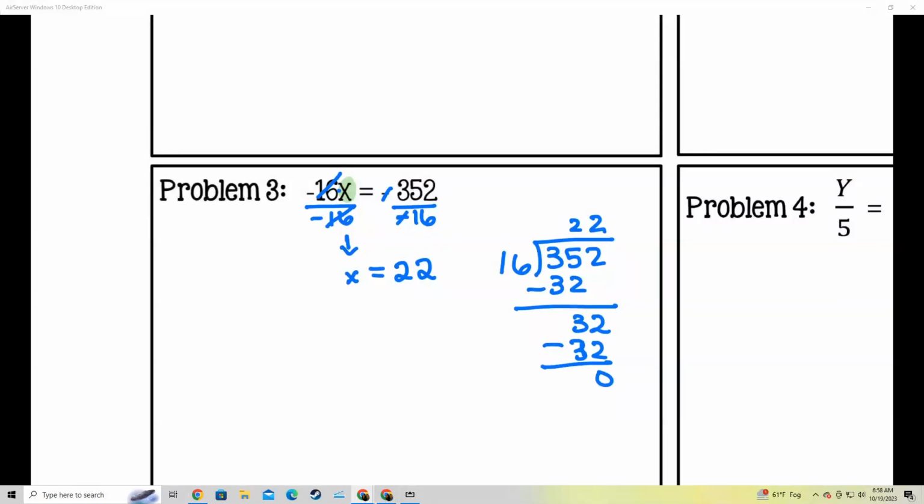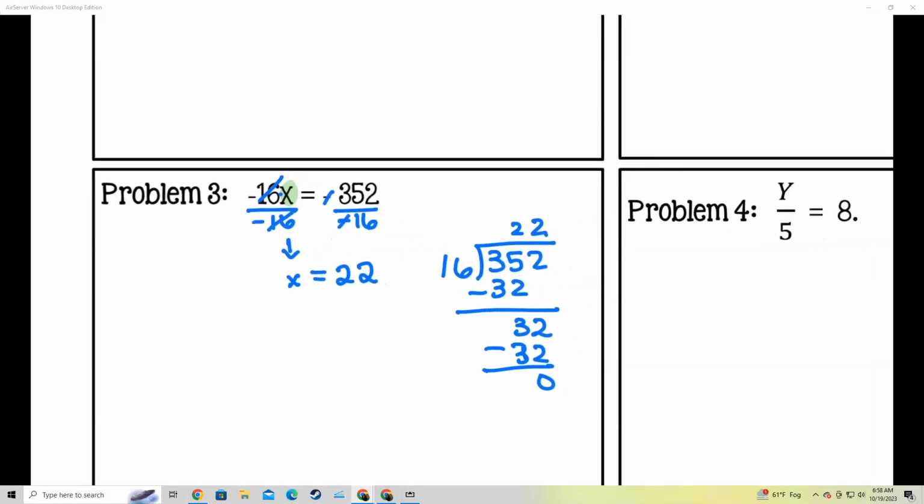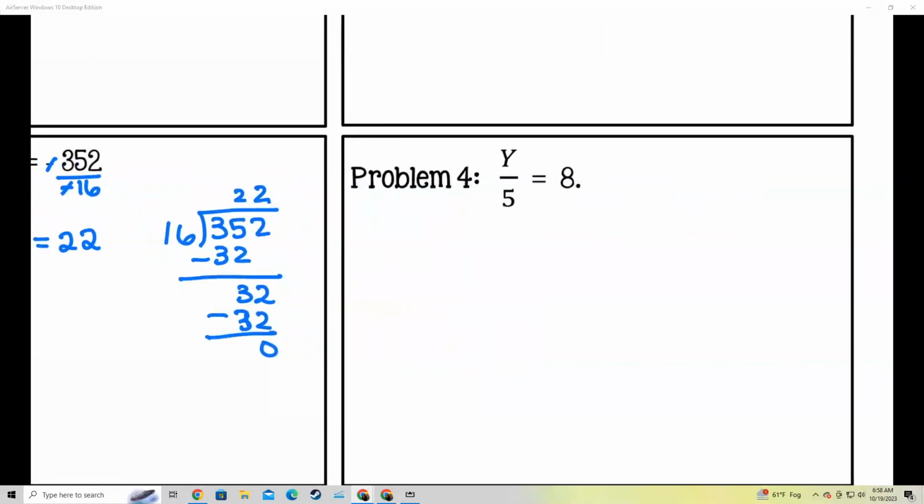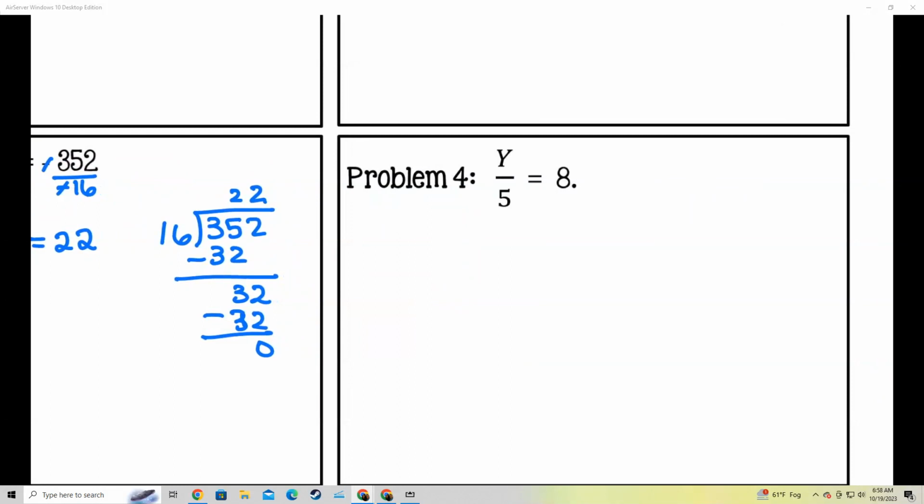That's where I got that 22 from, okay? All right, and then last problem, I have y over 5 is equal to 8. The goal is to get the letter y by itself. Right now, I'm realizing that it's being divided by 5. Let me write that again just because I want some more space to do my work.